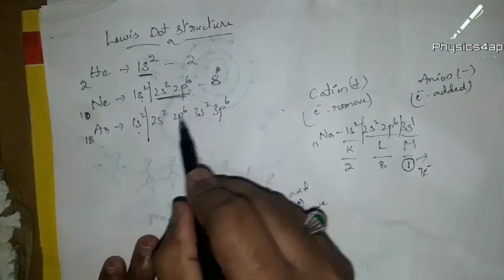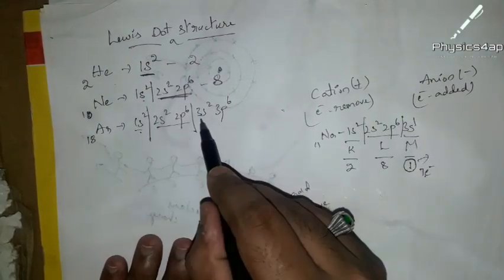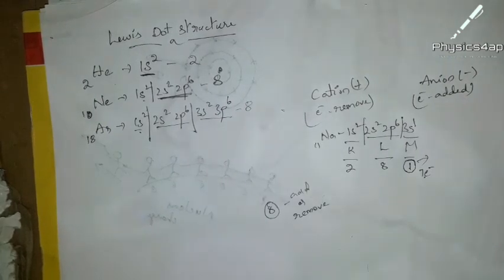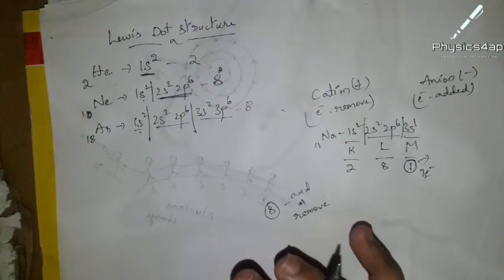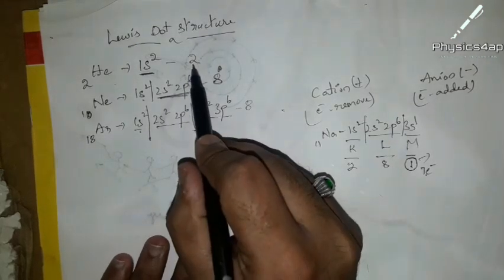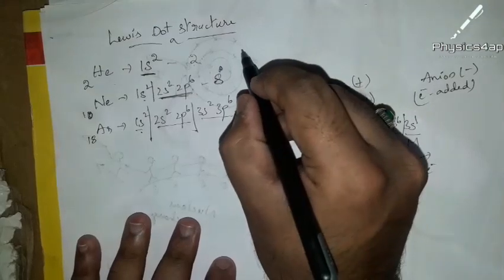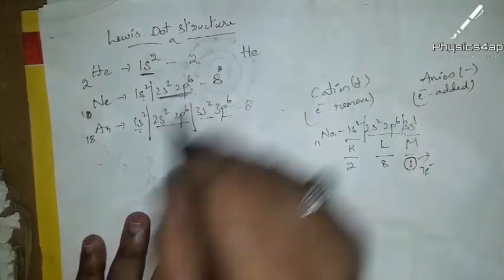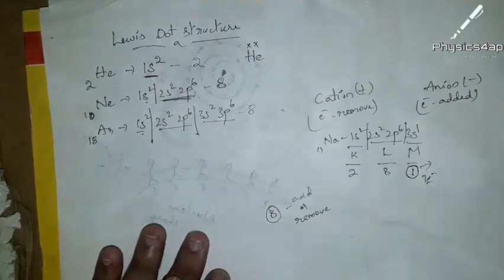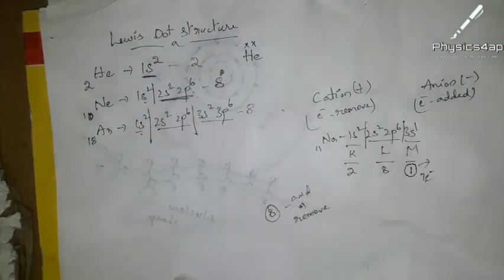And this is the first orbit, this is the second orbit, and this is the third orbit, where we have 6 plus 2, 8 electrons in the outermost orbit. Now how to draw the Lewis dot structure: as we have 2 electrons in its outermost orbit, you have to write the symbol helium and represent 2 dots over here. So that is the Lewis dot structure for helium.